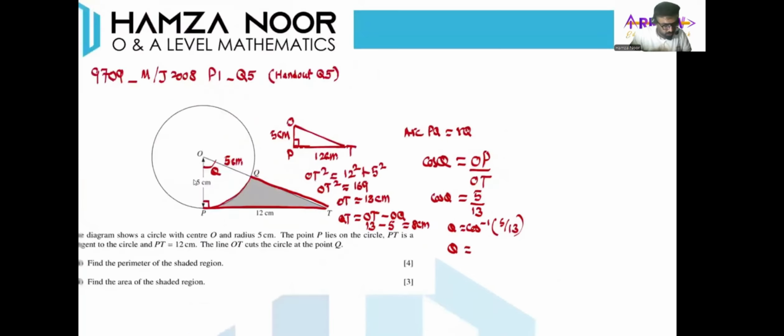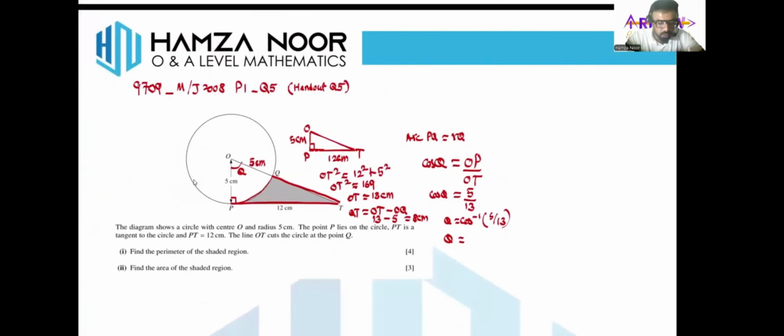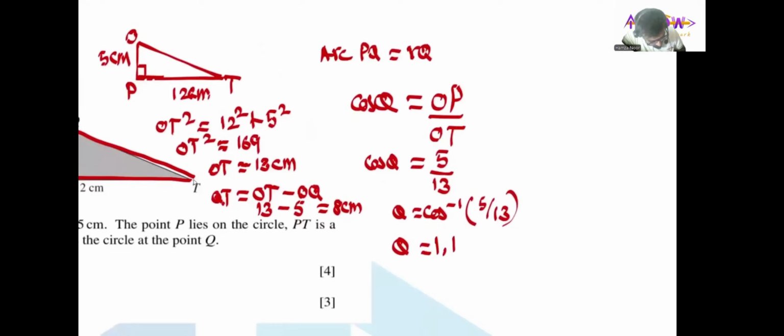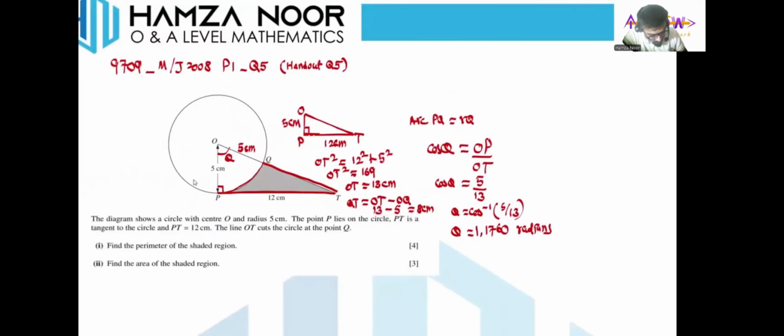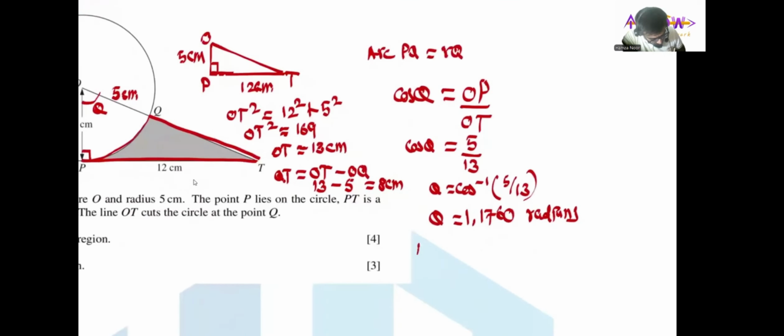All right. So how much is this angle? Cos inverse 5 over 13. Okay, and this angle is 1.1760 radians. Theta is 1.1760 radians. Okay, so now what we are going to do, we are going to find the arc length PQ. So arc PQ is supposed to be R multiplied by theta, meaning 5 multiplied by 1.1760, this is supposed to be 5.88. Arc length PQ is 5.88 centimeter over here.